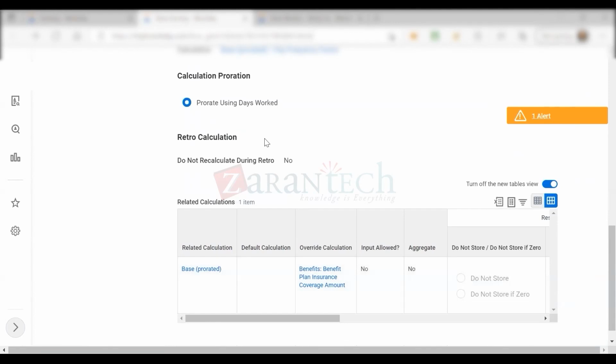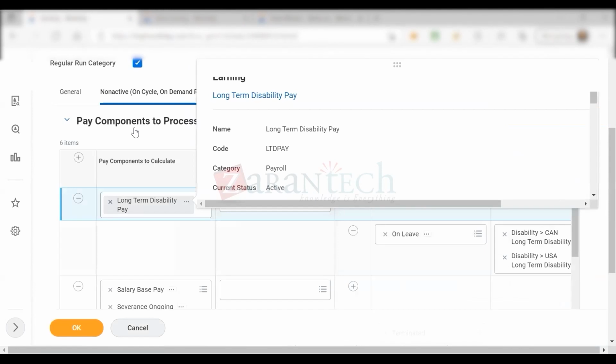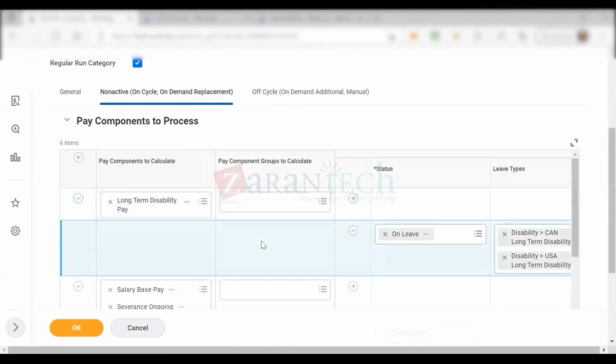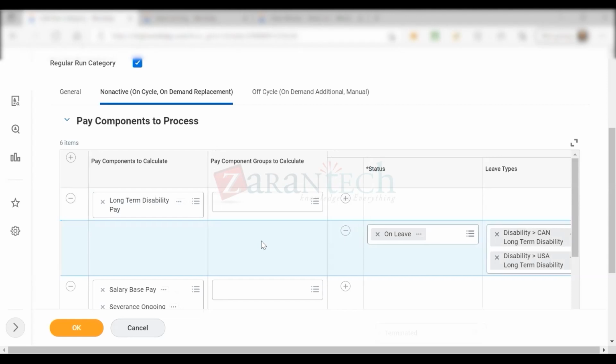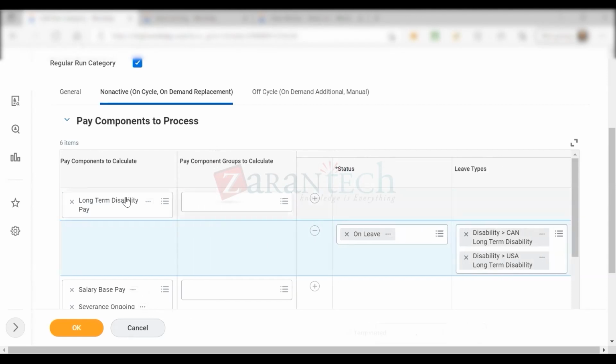But this is just a quick preview. I know you are curious how it is going to calculate. So I just showed how we can build a calculation, how we can make connections between cross-functional modules. But from a run category standpoint, it is important to define this condition under the non-active tab. So now, whenever we put an employee on LTD under these two leave types, the employee is going to get paid under an earning code called long-term disability.